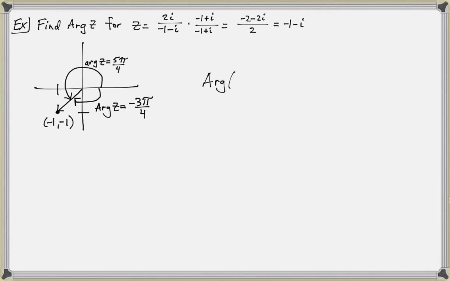So the principal value of 2i over negative 1 minus i equals negative 3 pi over 4.